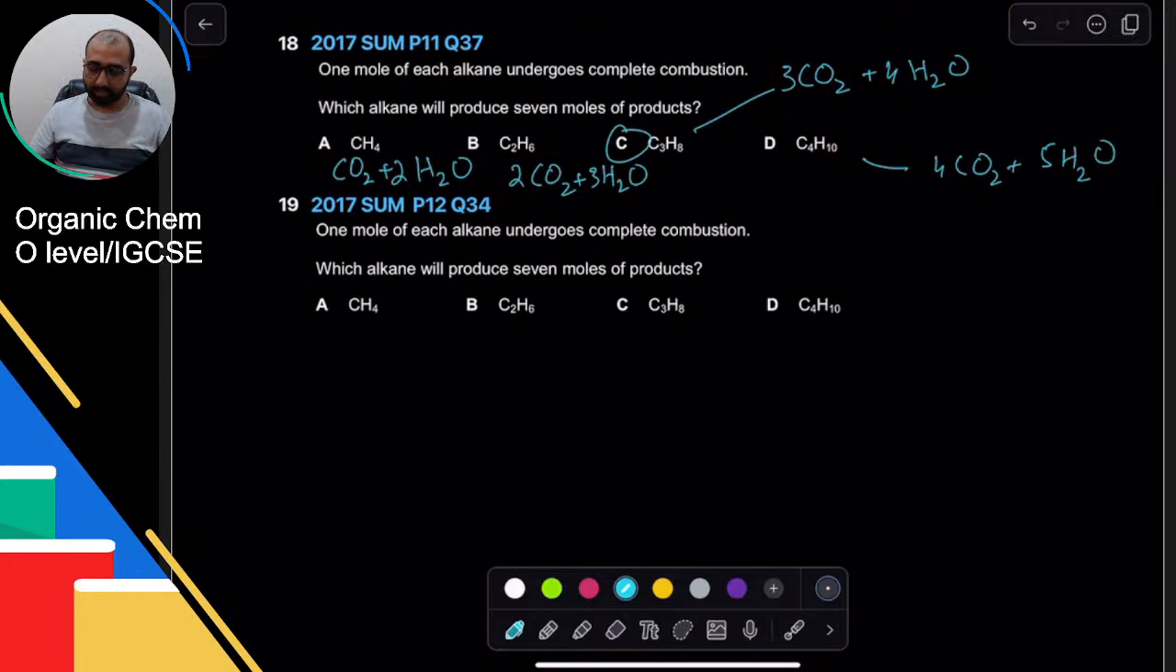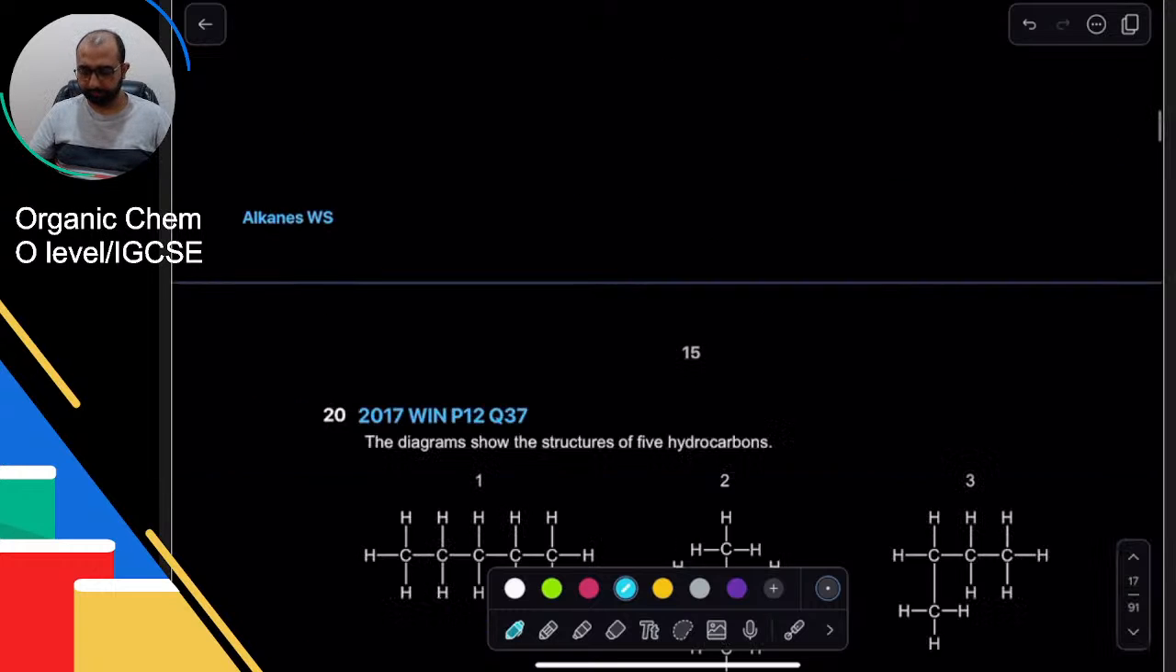1 mole of each alkane undergoes complete combustion. Which alkane will produce 7 moles? This is the same thing again.